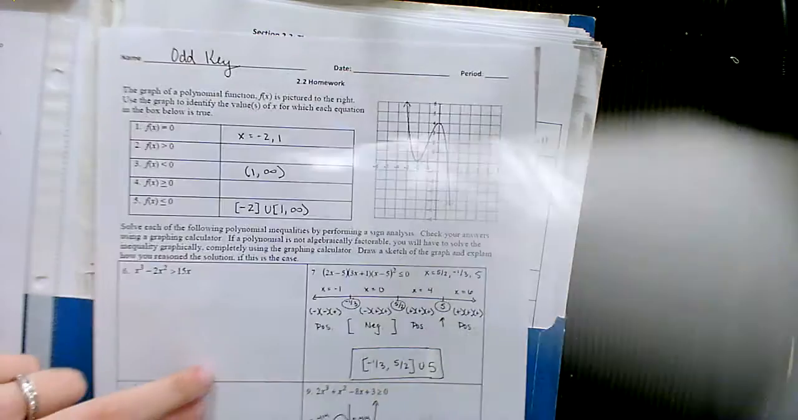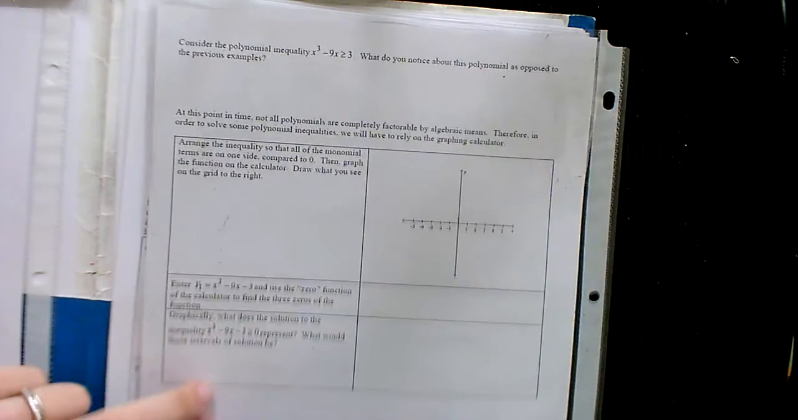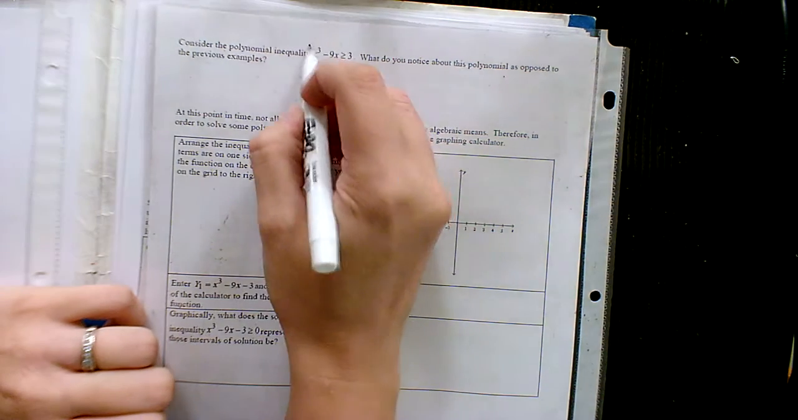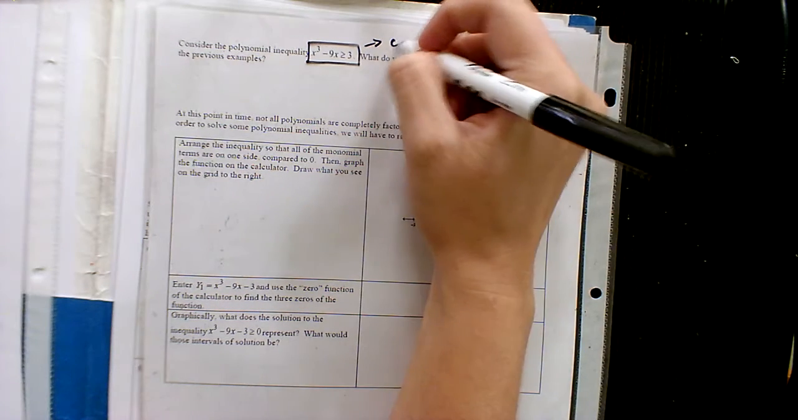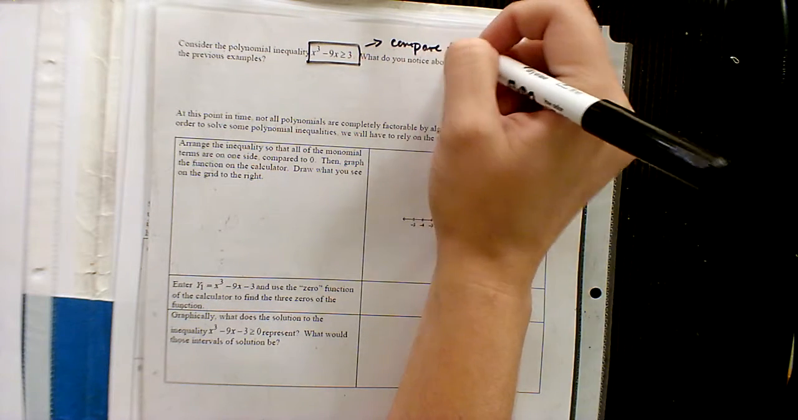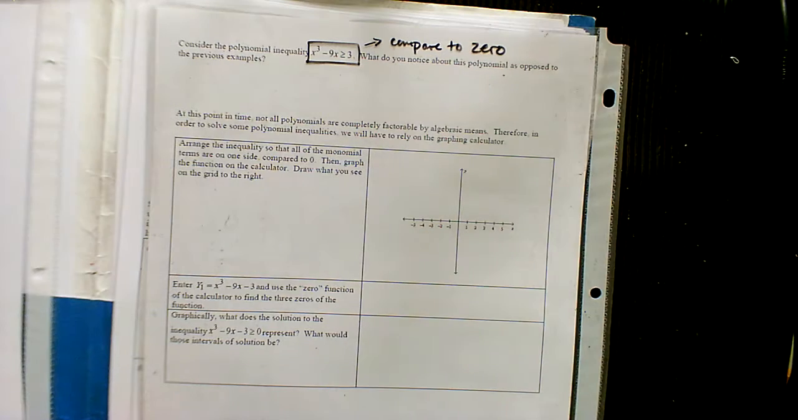Okay, we're going to try one today that's calculator based. That's why you needed your calculator today. Let's try this one. Consider this polynomial. How is this one a little bit different than the previous ones we've been working with? Yeah? It's not set to 0. It's not set to 0, so let's make it be 0, because 0 is the x-axis location. We want to compare it to that value. That way we can see where we're above, where we're below. Okay, so we'll say, compare to 0.